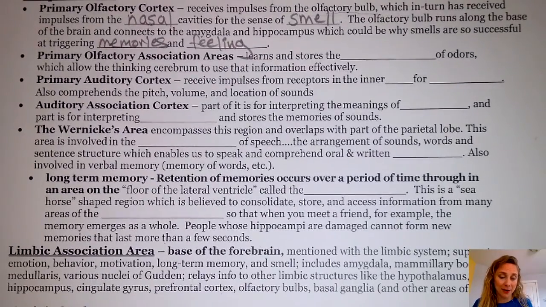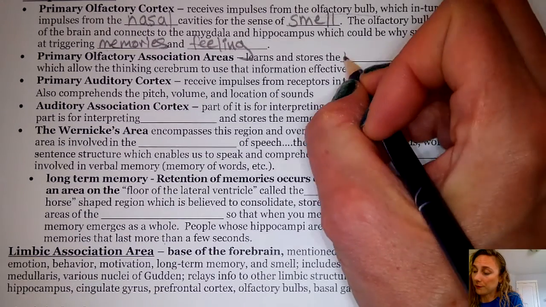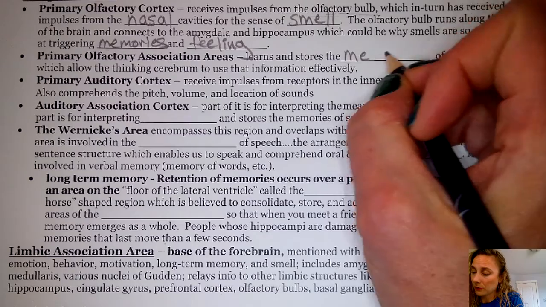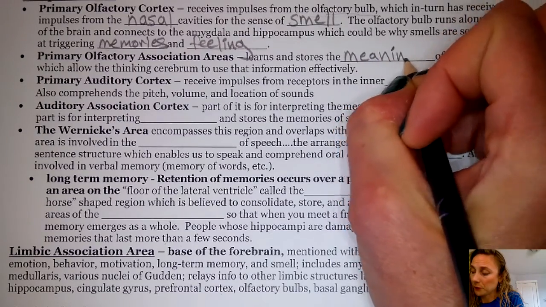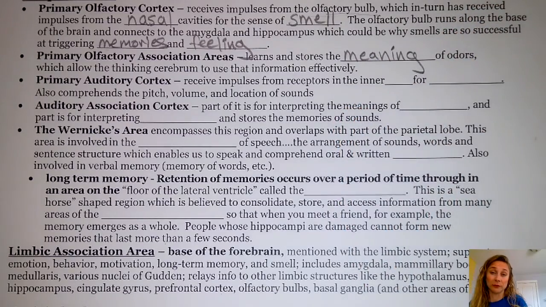Yeah. Anyway, the next one we're gonna talk about is the primary olfactory association areas. Those are where the learned meanings of the odors are stored. So this is where your sense of smell has developed over the years, which is why the thinking cerebrum is able to use information effectively, because we've stored those memories in the association areas.